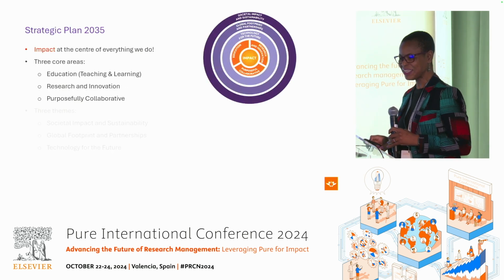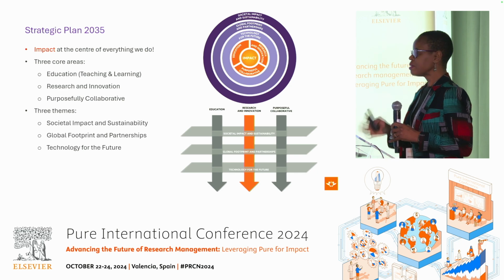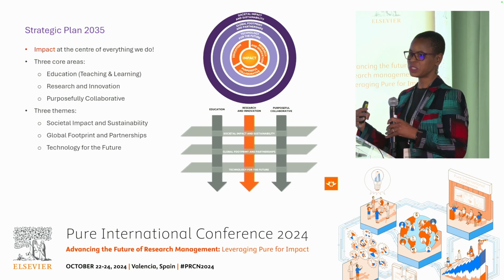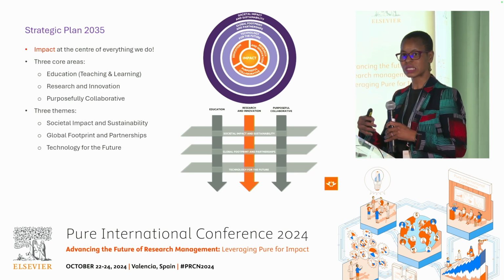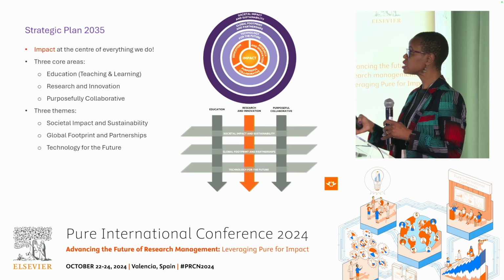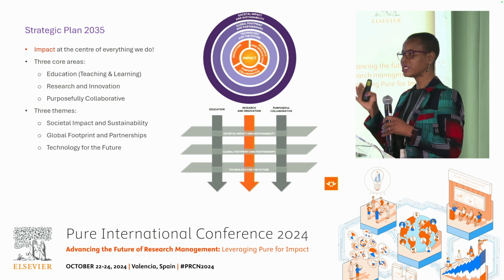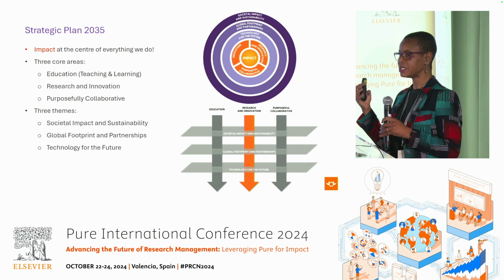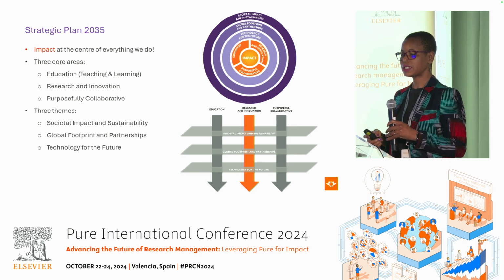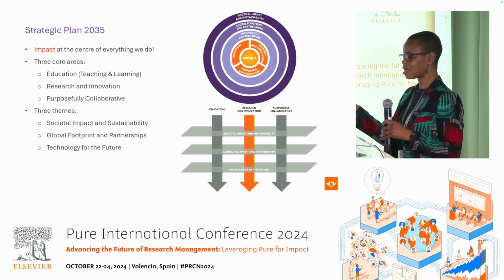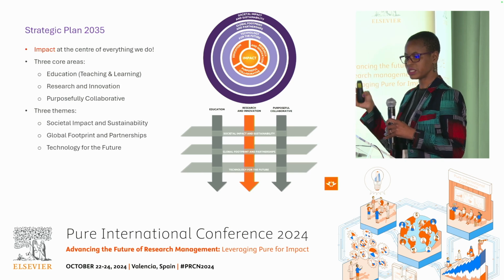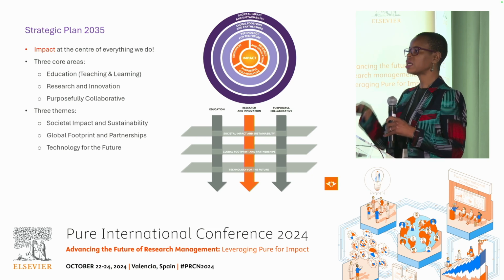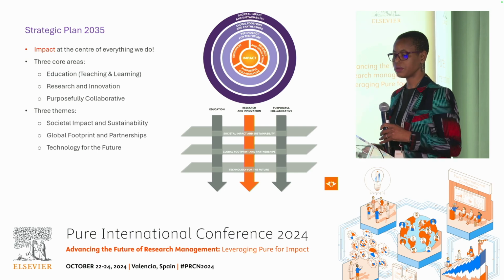I'll make it quick. I'll just run through. Impact is, in fact, the focus now. One of the new things for UJ is that we've got a new vice chancellor and principal who came into office last year, and his focus is around societal impact. So you will see in the graph at the top, the circle shows that impact is going to be at the center of everything that we do: teaching and learning, research and innovation, and we want to be very intentional and purposeful around our collaboration. We've got 3 themes, as you would see in the bottom graph, that are going to be cross-cutting across these core areas: societal impact and sustainability, global footprinted partnerships, and technology for the future.